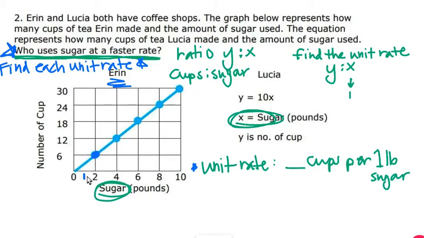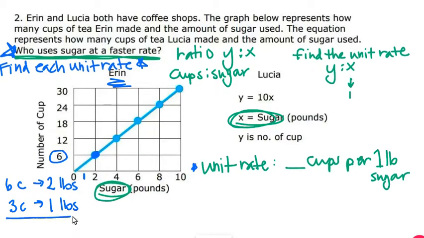So if I look at this point, this is 6 cups for 2 pounds, right? Well, I need 1 pound. If it's 6 cups for 2 pounds, how many cups should it be for 1 pound? It's just making a proportion like you did in 7th grade. 3 cups. So for Aaron, 3 cups of tea use 1 pound of sugar.